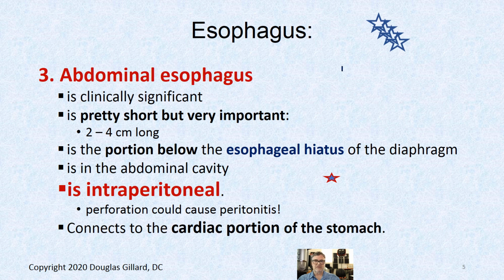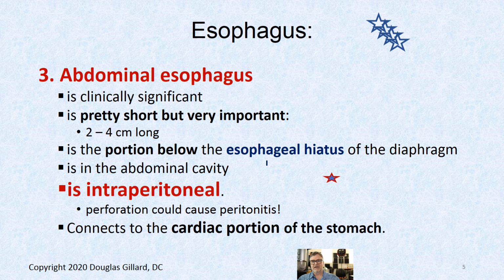Then, not too excited so far about pathology, but now I'm excited. This is an important piece here. This is the abdominal esophagus. It's very short, 2 to 4 centimeters in length, and it is found below the esophageal hiatus. So when the esophagus comes out of the esophageal hiatus, that's the abdominal esophagus.